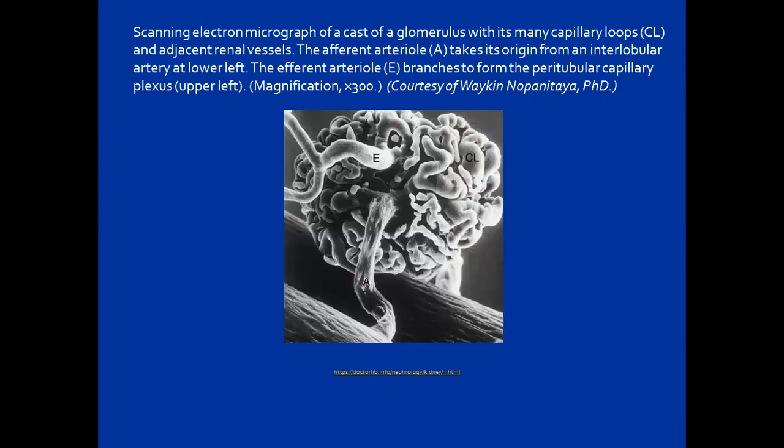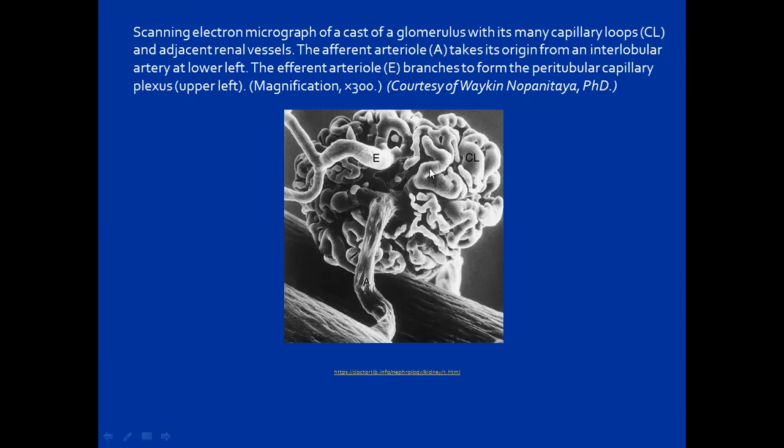Now this is a scanning electron micrograph of a cast of glomerulus. So what they have done here is they've injected into the blood vessels a substance which then hardens within the blood vessels, and then they dissolve all the tissues. So all you can see is the latex or whatever it is they fill the blood vessels with, and you can't see any of the cells. So this shows you a glomerulus with the many capillary loops.